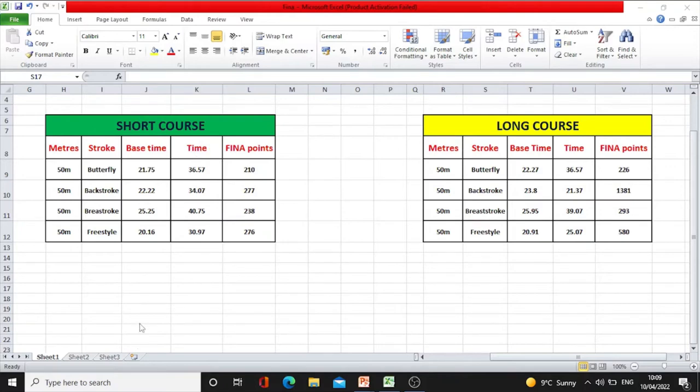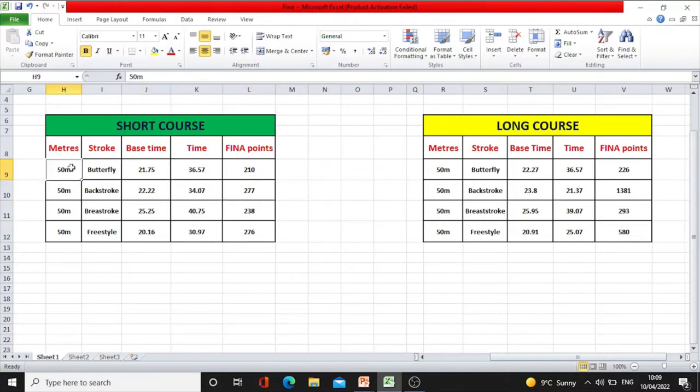This section shows the time somebody gets in a race. And this shows the number of FINA points. As you can see, I've written the formula over here. And I have also made it automatically round it, so now it's a whole number.